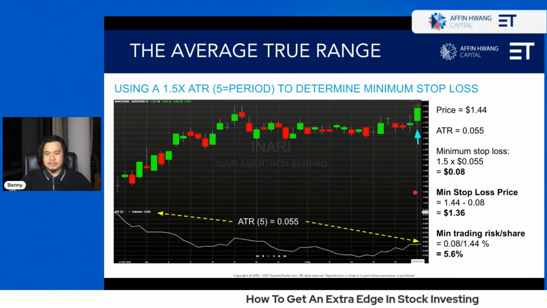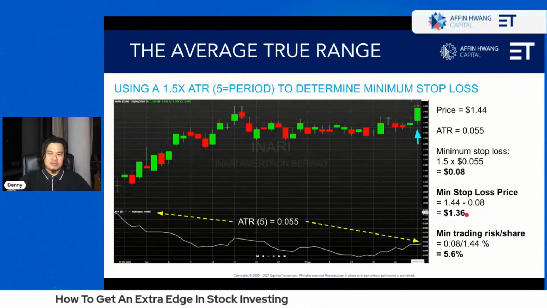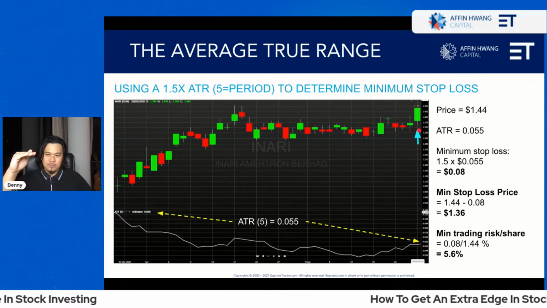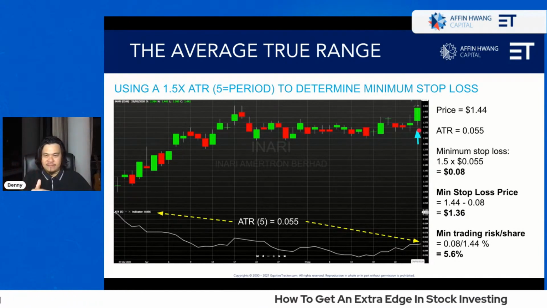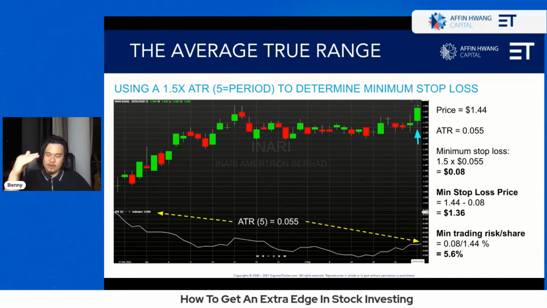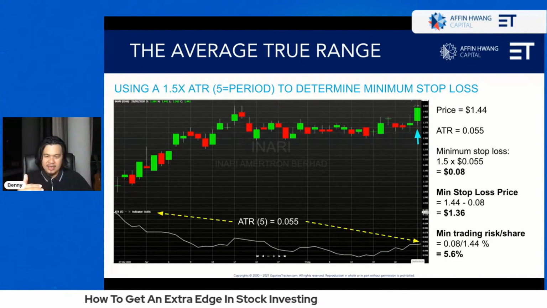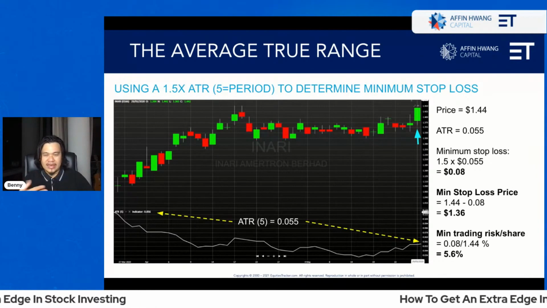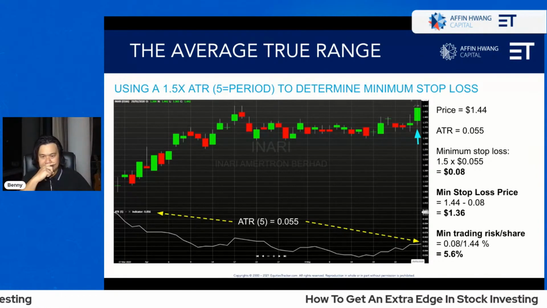So this is just the extra calculation, right? If you put a minimum stop loss at 8 cents, that means your stop loss price has to be 136. If you put anything below 136, you are fine. If you put at 135, 134, 133, it's quite okay. But if you put above 136, then you have a risk of getting stopped out too early.